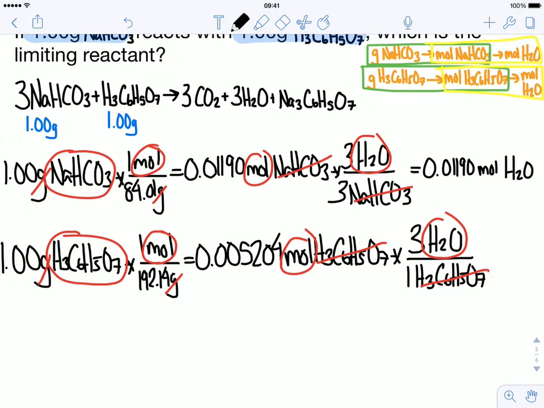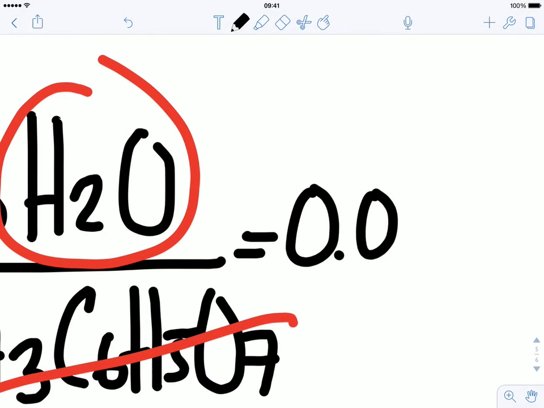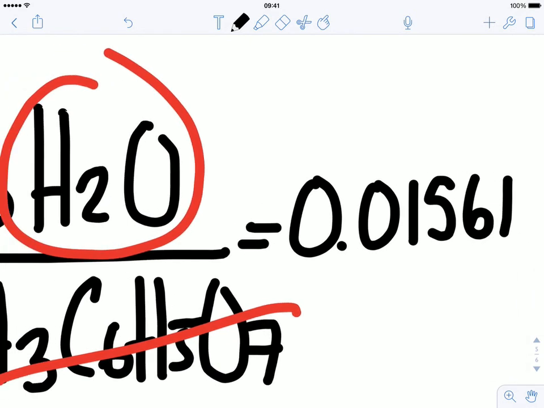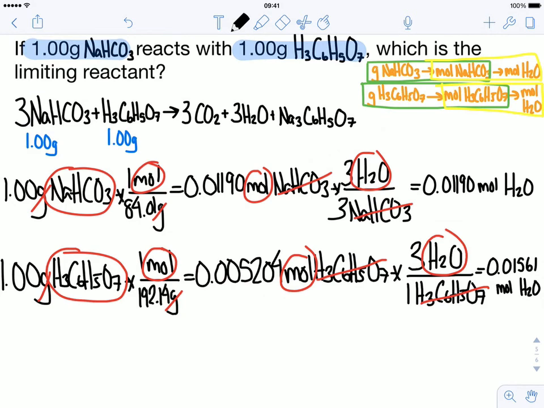So when you put this into your calculator, I'm going to zoom in here so I can write it, squeeze it in. We end up with 0.01561, and that's moles of H2O. Okay, so now we also completed the second step because we started off with grams of citric acid and we ended up with moles of H2O.